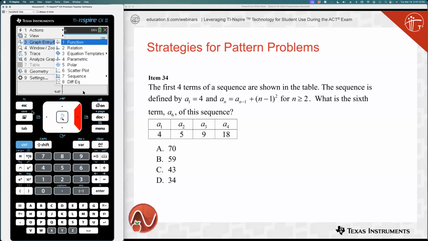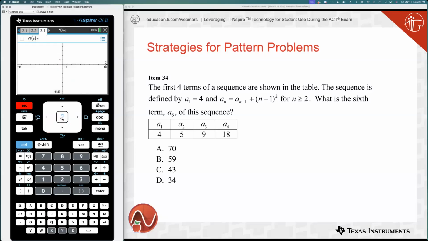change this to sequence. Now in my classroom, I have a couple students that love to press menu, graph entry, and they're going to sequence, not scatter plot. But for me, what I teach them is from this line right here, we hit control menu. That's your right click again. And we're going to change our graph entry line to sequence. And now we're in sequence mode.